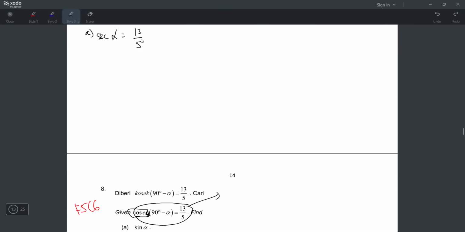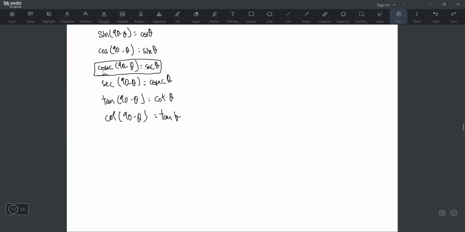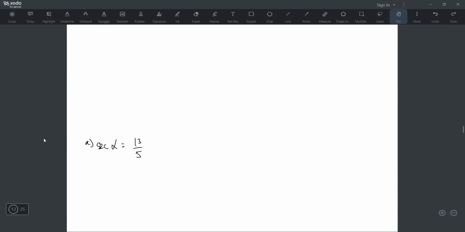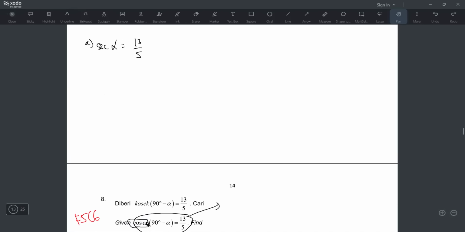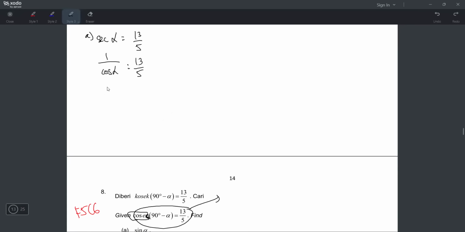For those who are confused why I suddenly can change the cosec to sec, it is because of this. If you have cosec 90 minus theta, you can change to sec theta. That is why you see 90 minus alpha now become alpha, and the cosec changes to sec like that. And what is sec? 1/cos, right? And then if 1/cos is 13/5, then cos must be 5/13.